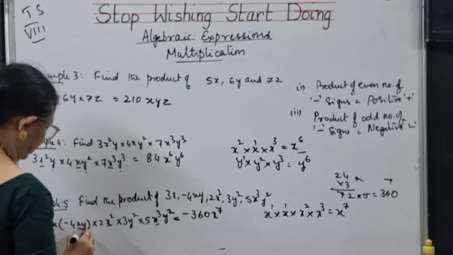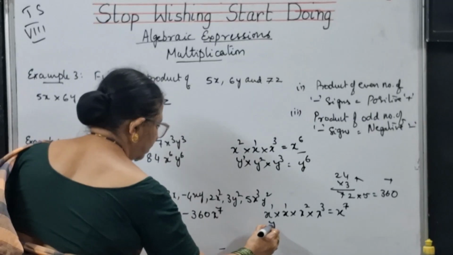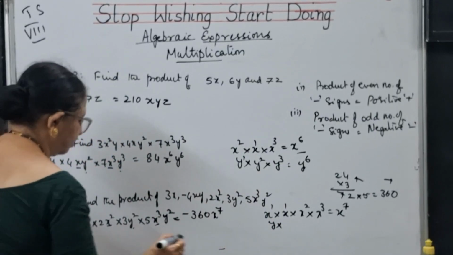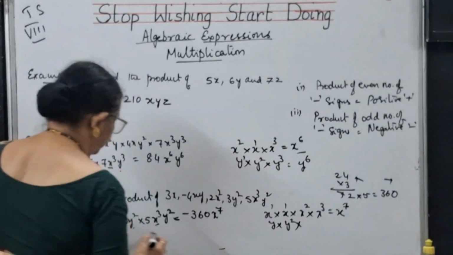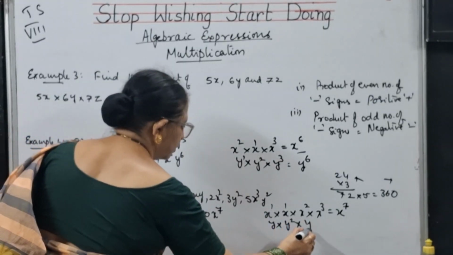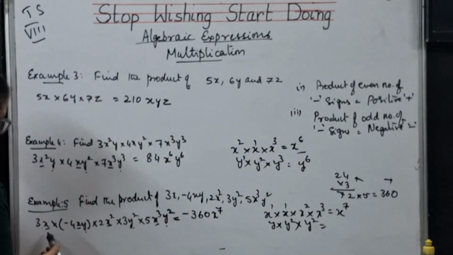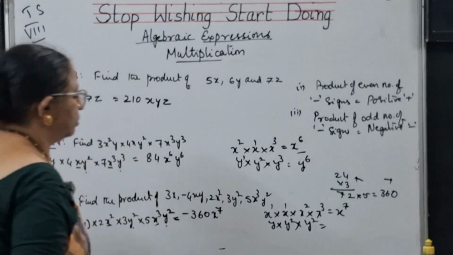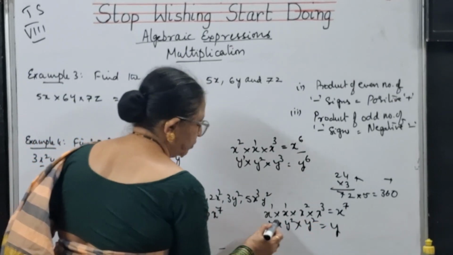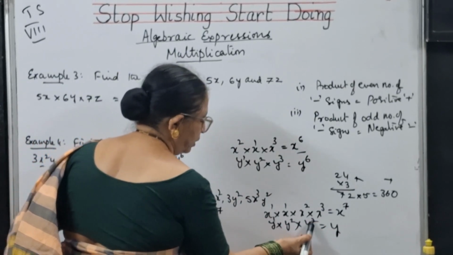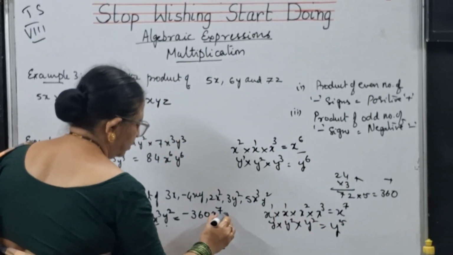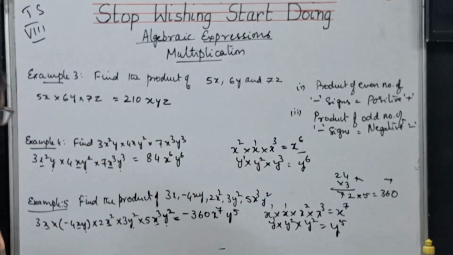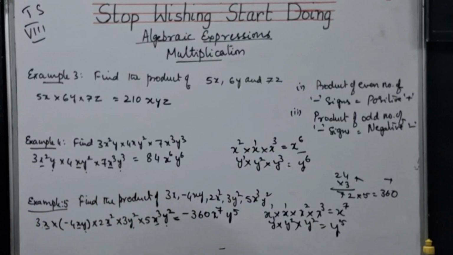And now let me see y. This is 1y into y square into again y square. So let me see how many are there. 1, 2, 3. I have written. Now this is nothing but y to the power of, here it is 1, 1 plus 2, 3, 3 plus 2, 5. Anything else you have got? No other variable is there. So the answer is minus 360 x to the power of 7 y to the power of 5.